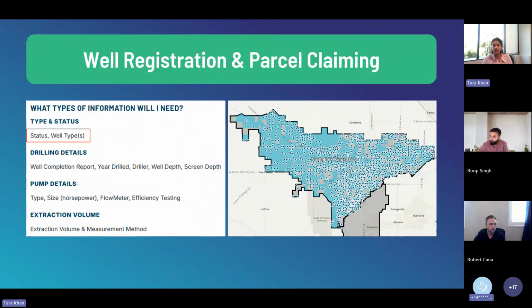In this map, you can see where the wells are. That's kind of shown by the dots, and the gray areas are showing where there isn't any data. And so that will help the GSA manager to then go in and say, okay, I need to contact this landowner and make sure that they are reporting whether they have a well or not on property.